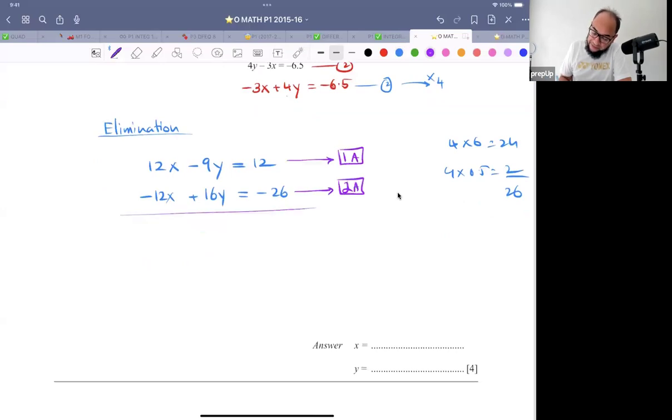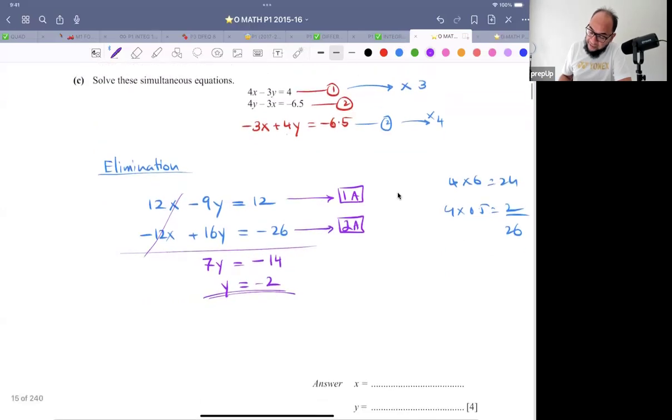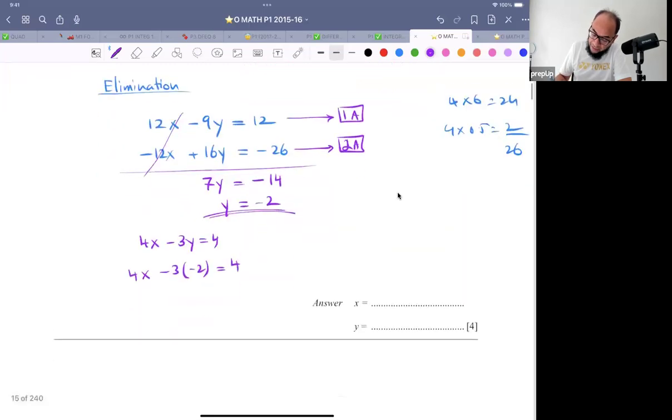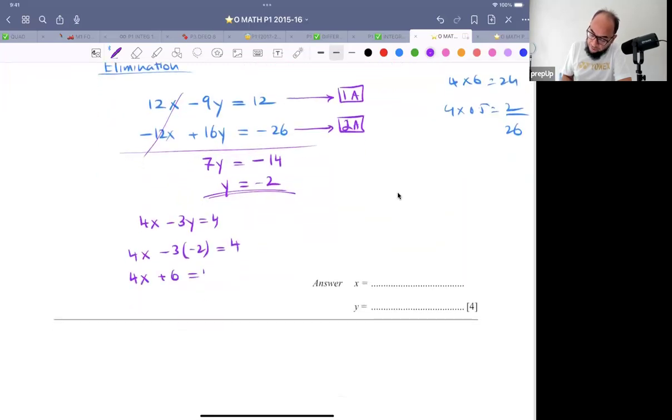When you add it, what happens? This cancels out. Negative 9y plus 16y is 7y. Negative 26 plus 12 is negative 14. Therefore, y is negative 2. And in order to find x, choose any equation. I'll choose this one, 4x minus 3y is 4. 4x minus 3 into minus 2 equals 4. 4x plus 6 is equal to 4. 4x is equal to negative 2. x comes out to be negative 2 over 4 or negative half. So x is negative half, y is negative 2.